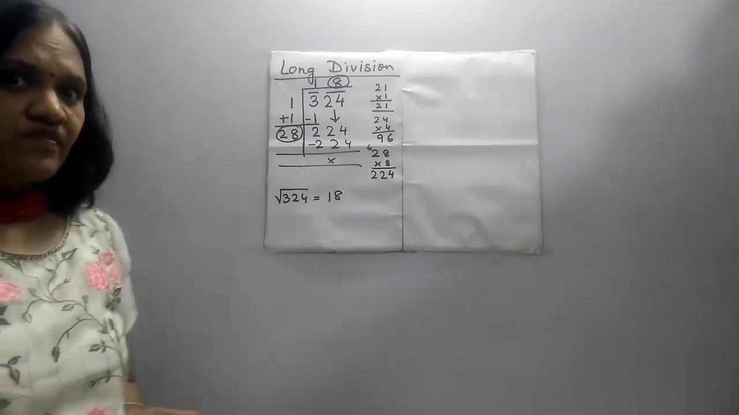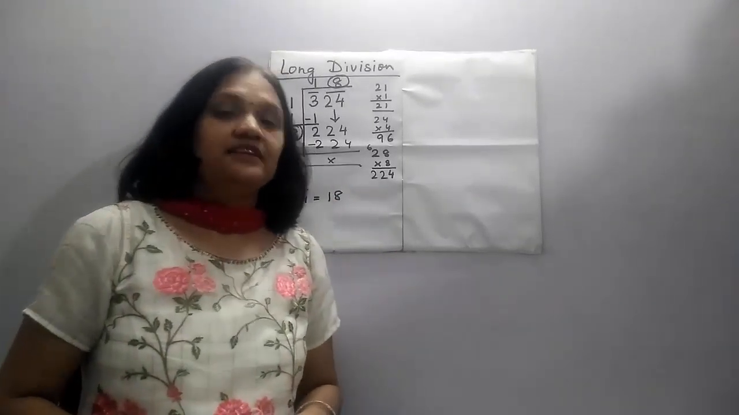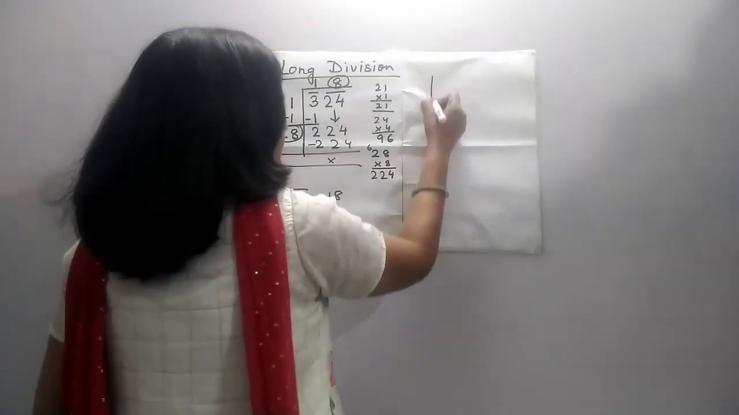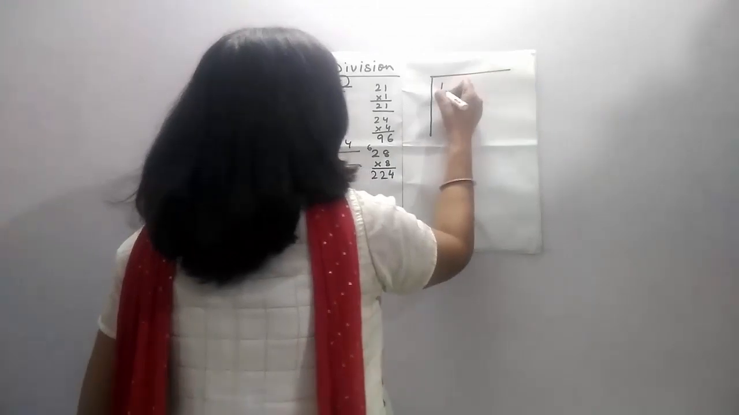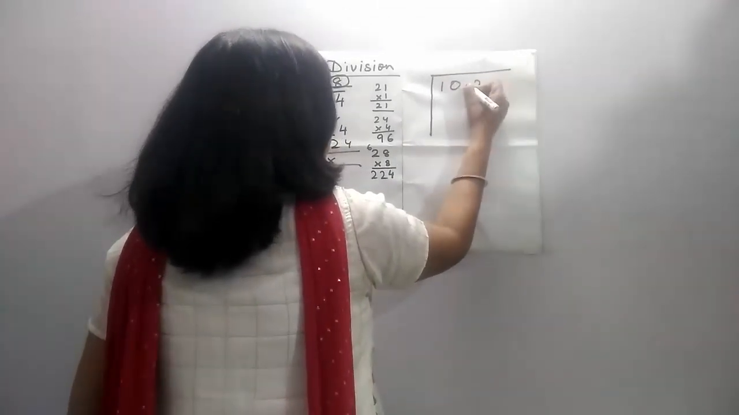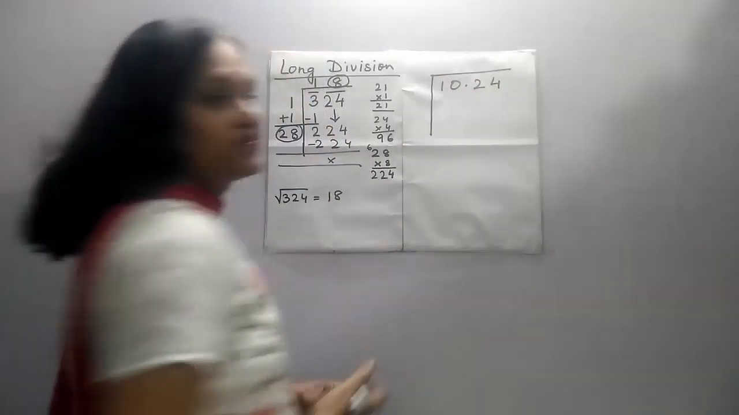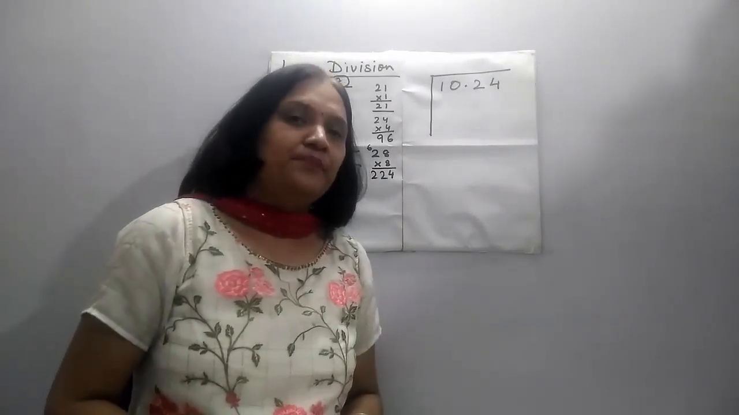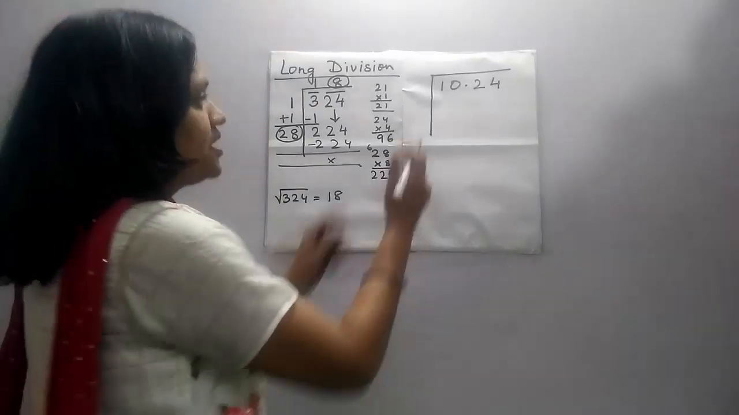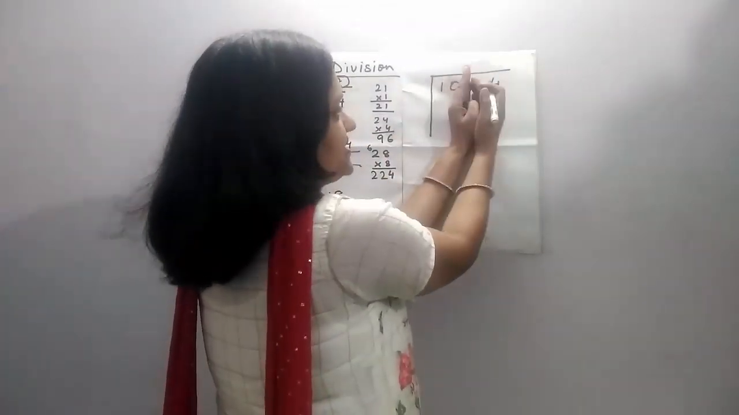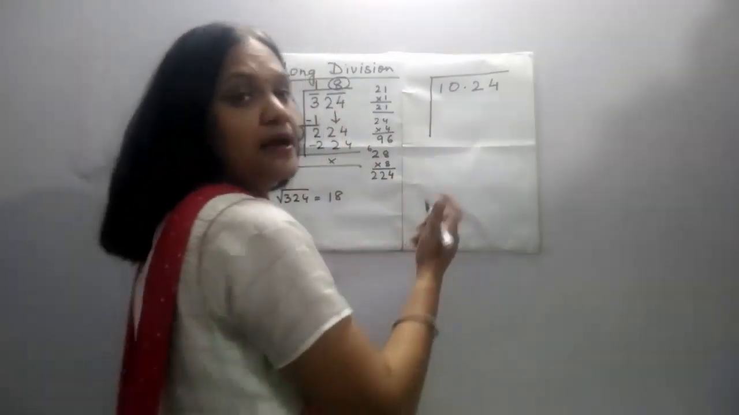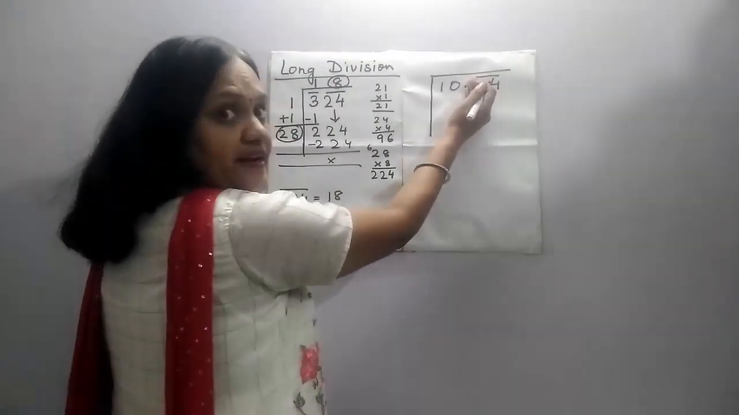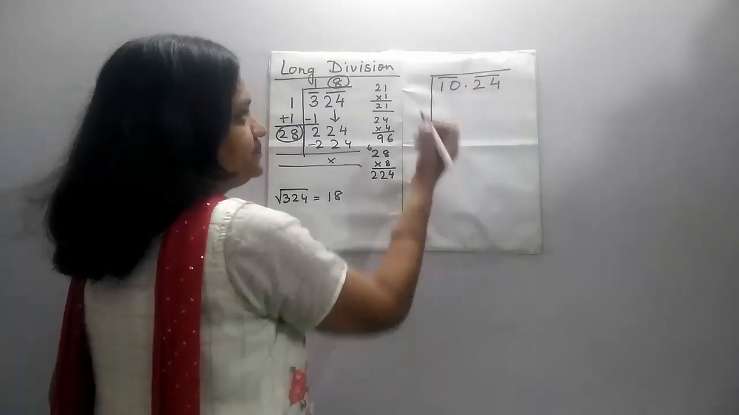Is it clear? Okay, now let's find the square root of a decimal number. Let's find the square root of 10.24. From the decimal, we go right and we go left and make pairs. So from the decimal, if I go right, 24. From the decimal, if I go left, 10.